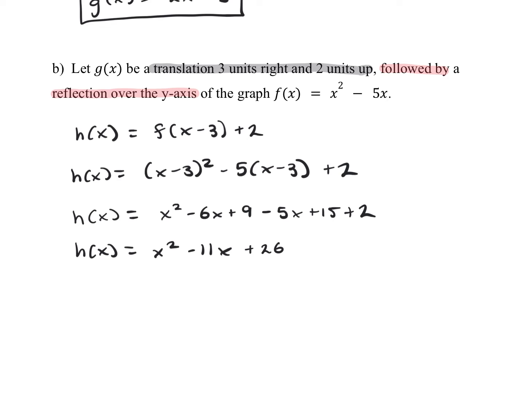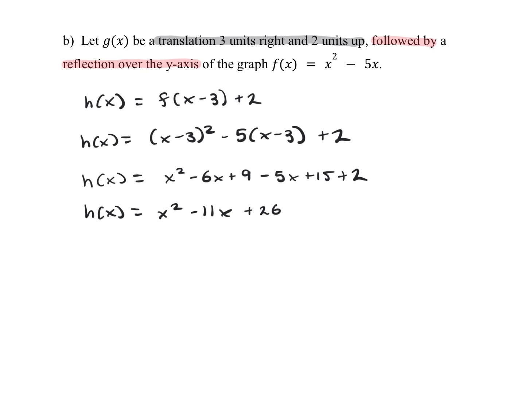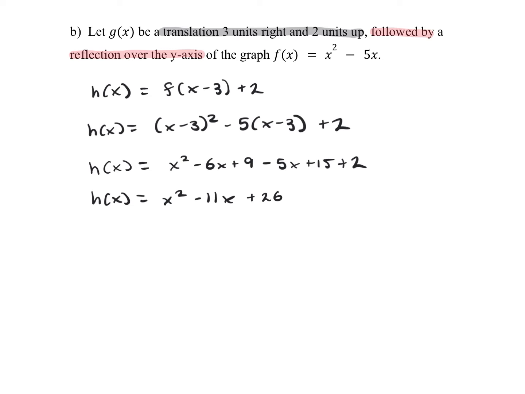All right, so now we have to look at that second round of transformations, which was a reflection over the y-axis. So that transformation is actually a horizontal transformation. So we can now call it g of x. So g of x is going to be h of negative x. So that would create that reflection over the y-axis. So then I'm going to go back to here, and I'm going to replace every x with a negative x.